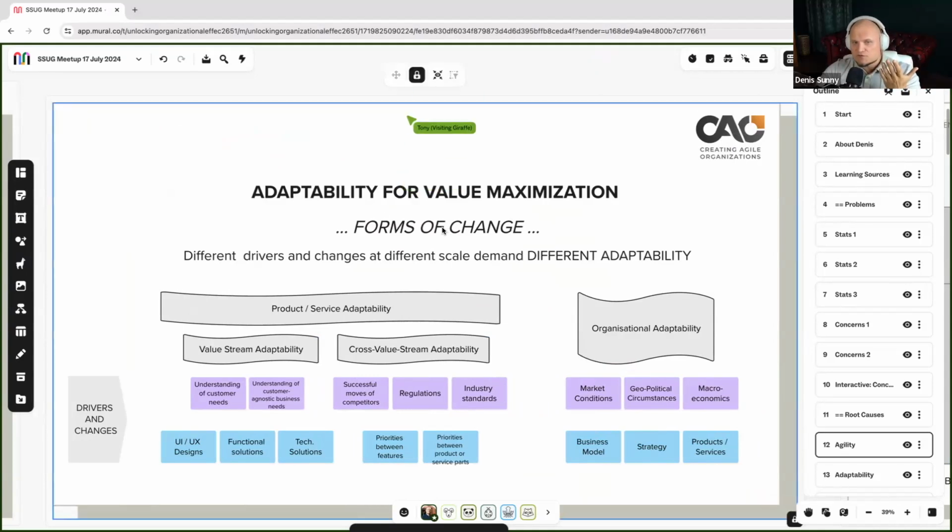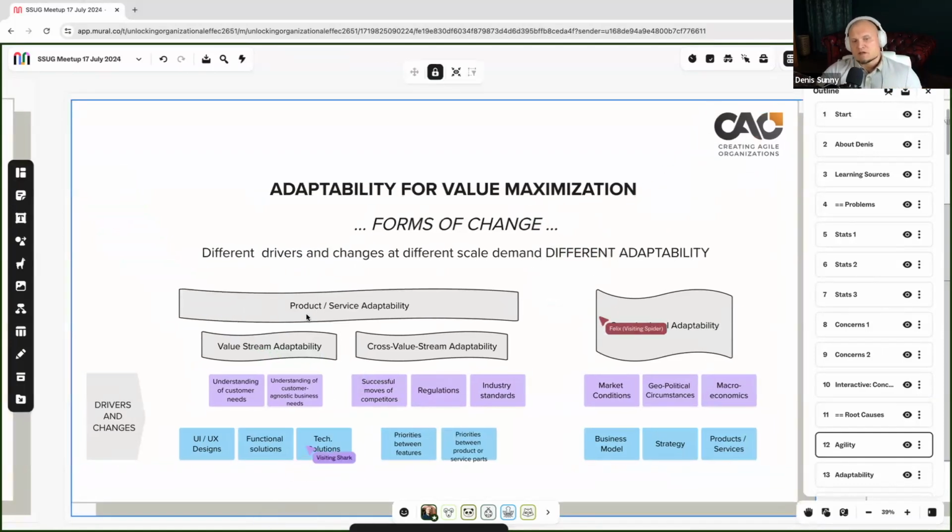And different forms of change can be in place. Maybe some of those are not relevant for you, but different organizations have different drivers for change, and different changes in place require different types of adaptability. Unfortunately, I discovered that even when speaking to other consultants and trainers, we speak about adaptability but mean completely different types of adaptability. What are those? Just to be on the same page.